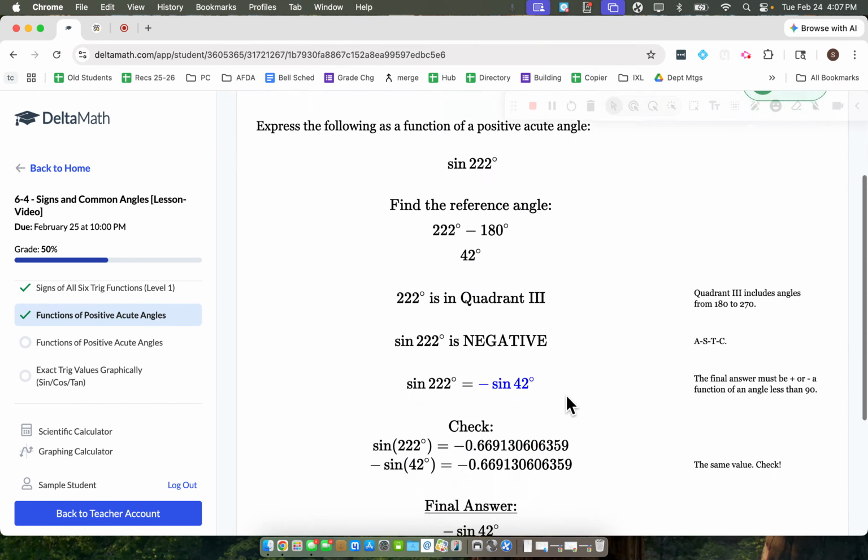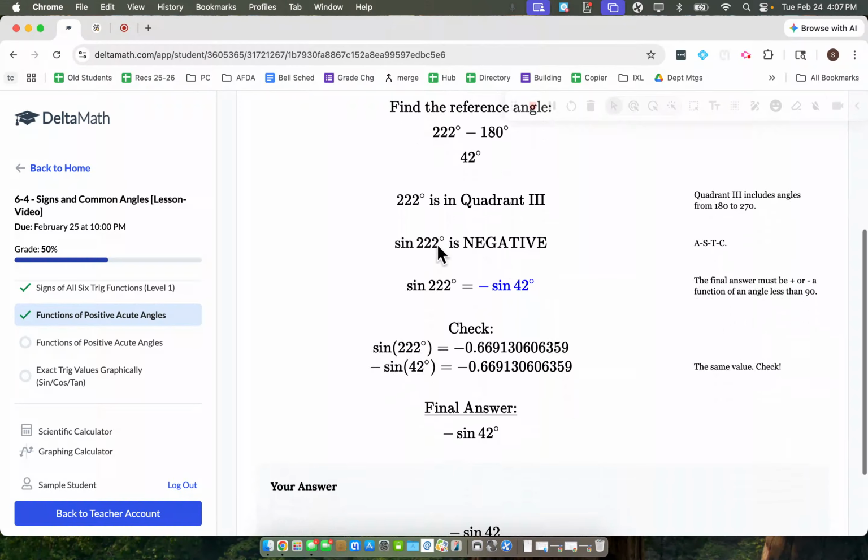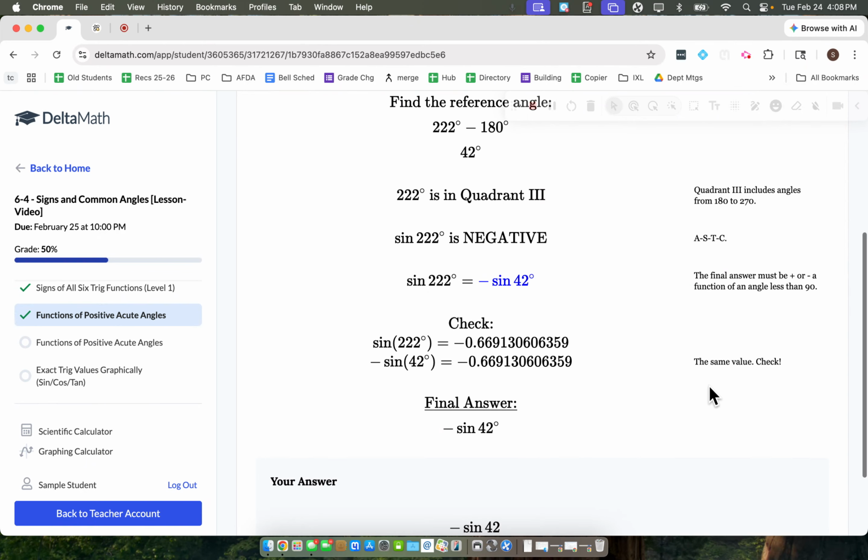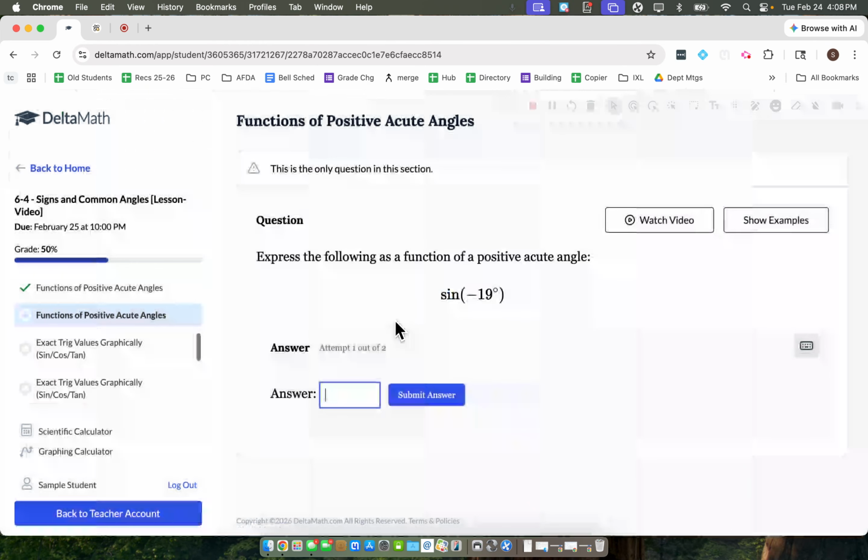Let's see how Delta describes it. Sine 222 is negative, just like we said. 222 is quadrant 3. Okay, so this is a little mnemonic that you can look up. You can Google this if this helps you. Sine of 222 is the same. See these ratios, 0.669. Triangle-wise, they're going to have the same comparison between opposite and hypotenuse, except sine of 222 is going to be negative. Just the way if you had a positive ratio, you make it negative. They're going to be the same value.